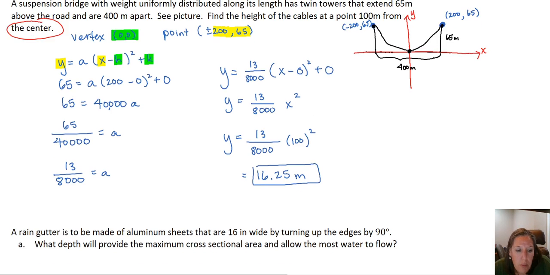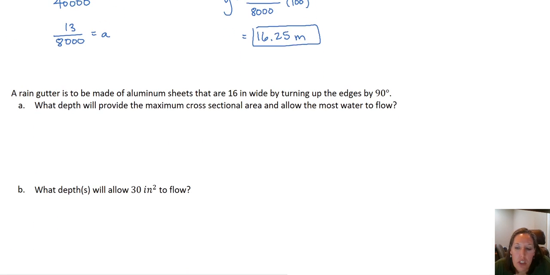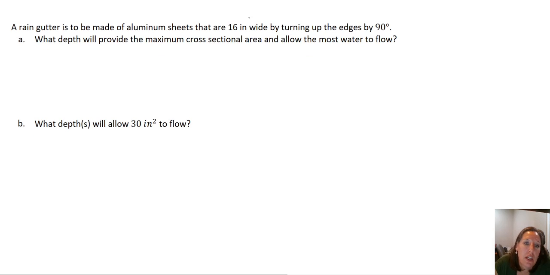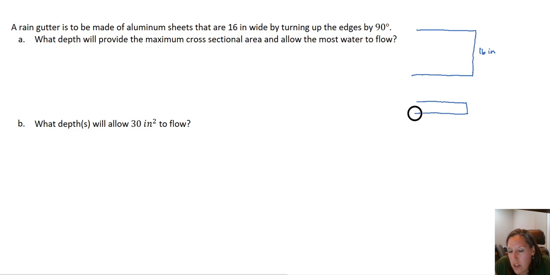All right, our next example, we have a rain gutter to be made of aluminum sheets that are 16 inches wide, and we're going to turn up the edges by 90 degrees. So we're going to take our aluminum sheet that we don't know how long it is, but we do know it's 16 inches wide. We're going to take that and we're going to fold up those edges so that what we get gives us the shape of a rain gutter.